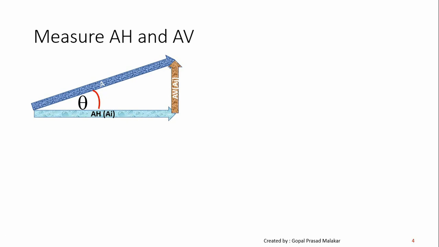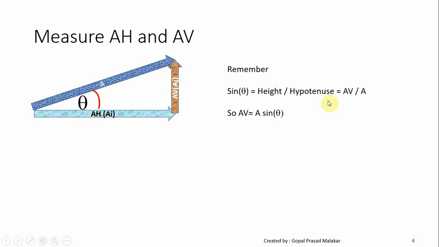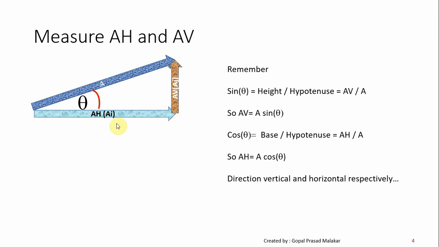So essentially AH direction, you know, it's horizontal, AV is vertical, but you need to know the magnitudes. So if you know this angle theta, just apply the basic concept of trigonometry. Sine theta equal to height by hypotenuse. So height AV by A will be sine theta. So you can easily say AV will be A sine theta. Similarly, cos theta will be base by hypotenuse. So AH by A. So essentially AH will become A cos theta. So if there is a vector A, A cos theta gives you the horizontal component and A sine theta gives you the vertical component. Direction you know very well. Horizontal is horizontal, vertical is vertical.